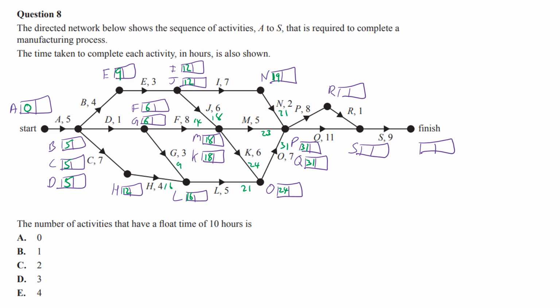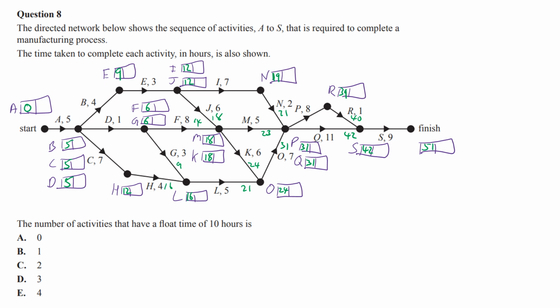31 plus 8 is 39. 39 plus 1 is 40. 31 plus 11 is 42. I'm going to choose the 42. 42 plus 9 is 51.